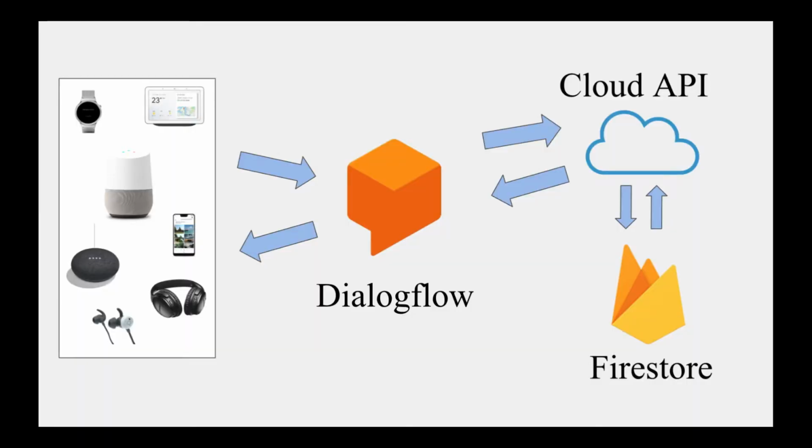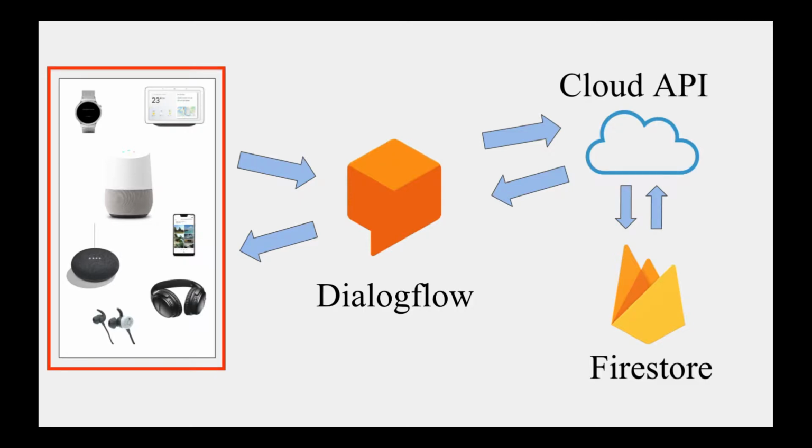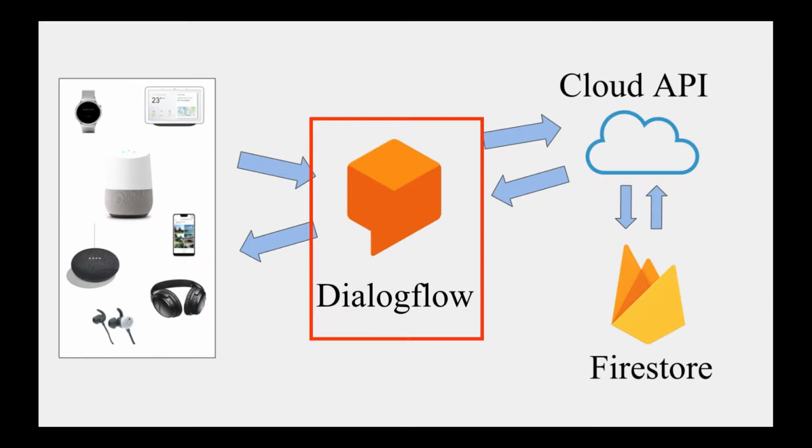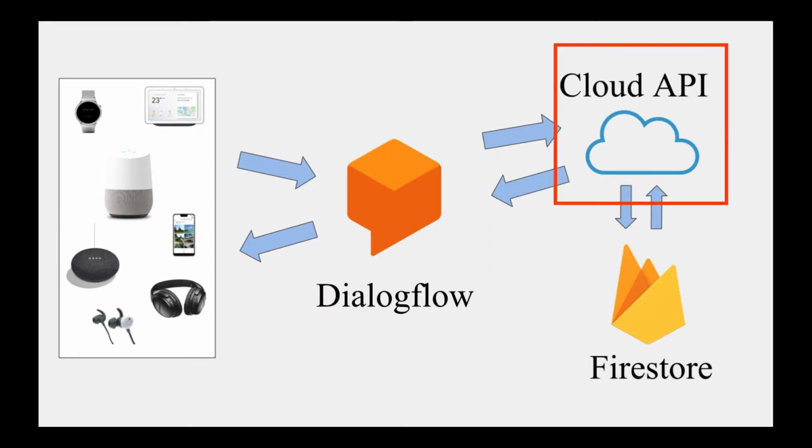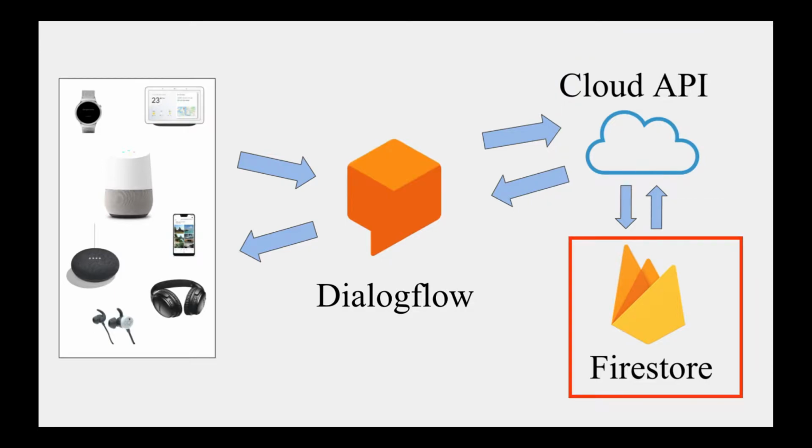Basically, this image explains everything about the video. Let's understand it first. When the user speaks or enters any input, it will be passed to Dialogflow, and from there we will implement fulfillment, which is nothing but an API hosted over the cloud. The Cloud API will communicate with Firestore and perform the operation. Once the operation is performed, Dialogflow will receive data from the Cloud API and the response will be sent back to the user.